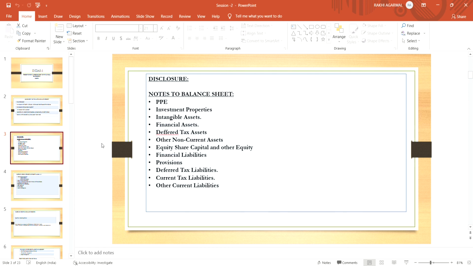So these are the components, and we also make disclosures of various balance sheet items in the form of notes, and P&L items in the form of notes, for whatever we disclose in the financial statement presentation. Like in balance sheet, the notes are PPE, that is property plant and equipment, investment properties, intangible assets, financial assets, deferred tax assets, other non-current assets, equity share capital and other equity, financial liabilities, provisions, deferred tax liabilities, current tax liabilities, other current liabilities. All of these we will make in the form of notes.